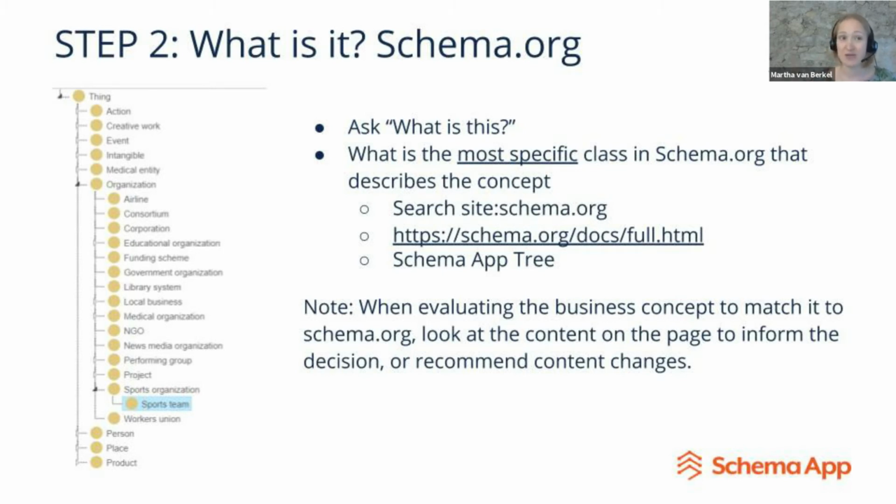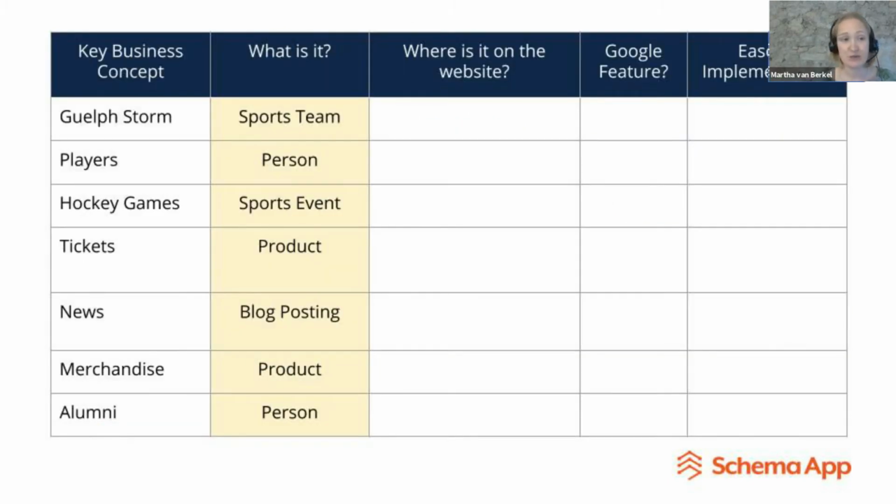Again, this is where Schema Markup and that content strategy really play a key role. So what we've done for our Guelph Storm hockey team here is to say, the Guelph Storm is a sports team, so really specific. The players are people, or person, which is a schema.org piece. Hockey games are a sports event. Again, not the generic event, but as specific as I can get.